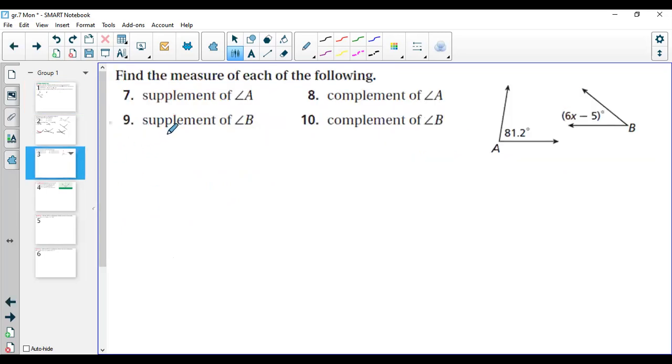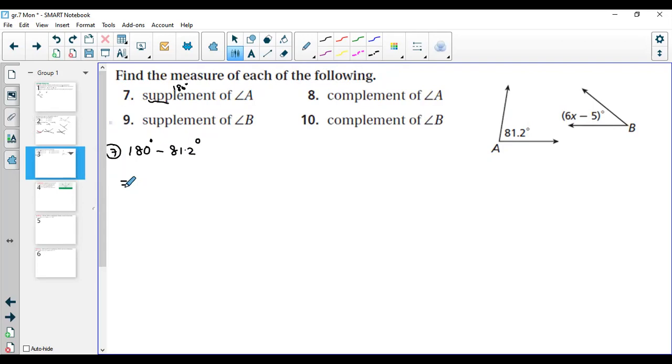Okay, let's do question number 7 till 10. Find the measure of each of the following. You have to find the supplement of angle A. So what does this word supplement say? That the angles add up to 180. So let's try to solve this. This is question number 7. I'm solving here because there is not enough space. So it is going to be 180 degrees minus 81.2 degrees because they said supplement. So supplement is 180 minus this.